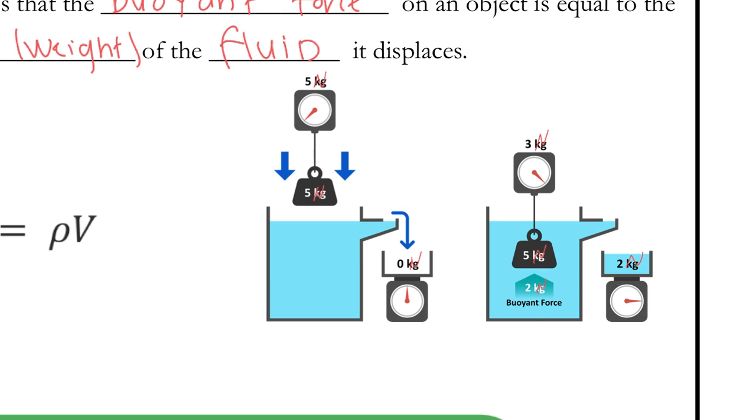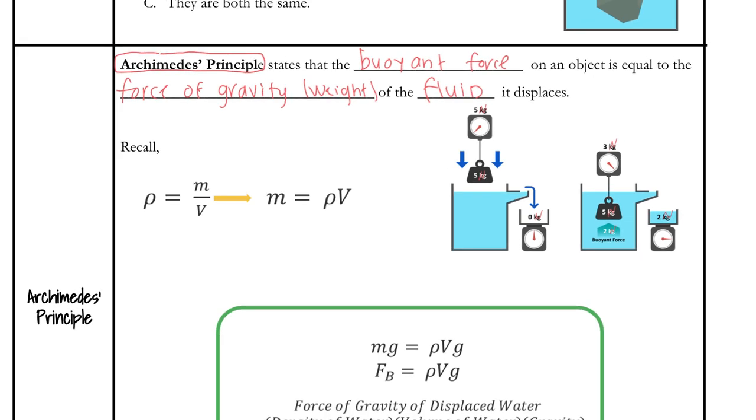And if you displaced a heavier fluid, or a more dense fluid, I should say, then you would have a bigger buoyant force. So super cool principle. To get the equation for it, we just want to go back to our density equation. Remember, density is mass divided by volume. If we rearrange that and multiply by volume on each side, we get mass equals density times volume.